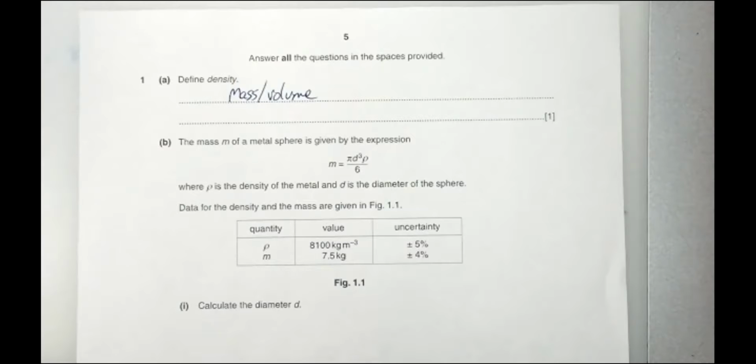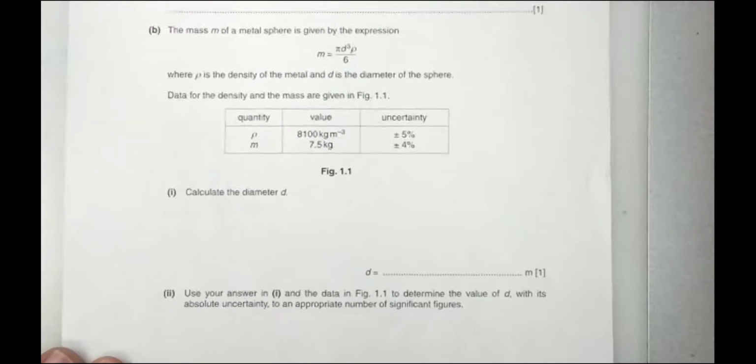It says the mass m of a metal sphere is given by the expression m equals pi d cubed rho over 6, where rho is the density of the metal and d is the diameter of the sphere. Data for the density and the mass are given in figure 1.1 there. And it says calculate the diameter d.